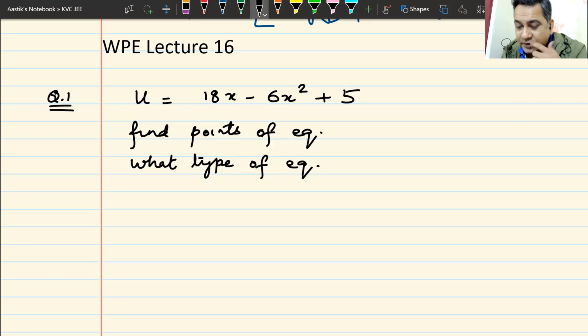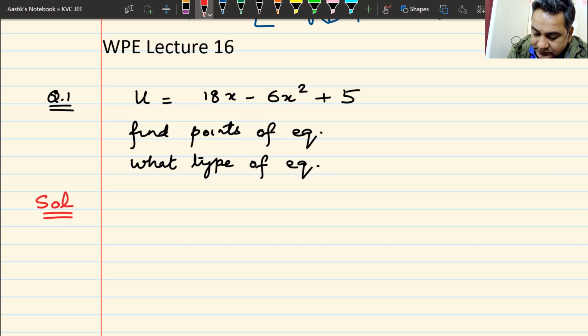Remember, the question that we are doing now only has one point of equilibrium, but you can have questions where you have 2 or 3 points of equilibrium. That probably I'll do in the next class. Right now it's only one. Find the points of equilibrium and what type of equilibrium it is. Your time starts now. Don't rush for answers. Answers will come. Go for the process. That's more important. A minute to win it.